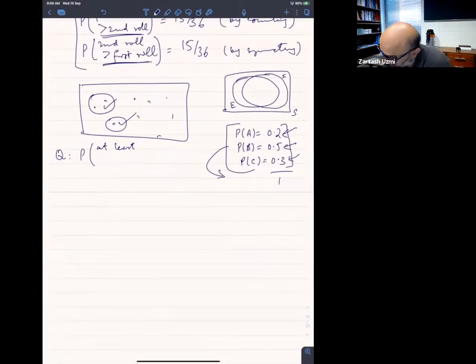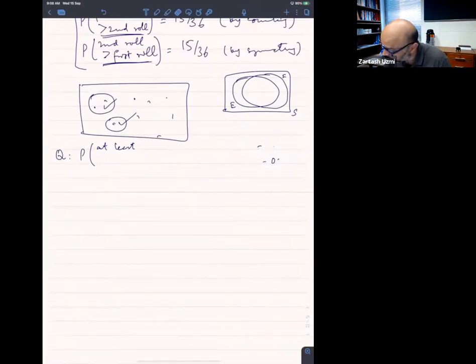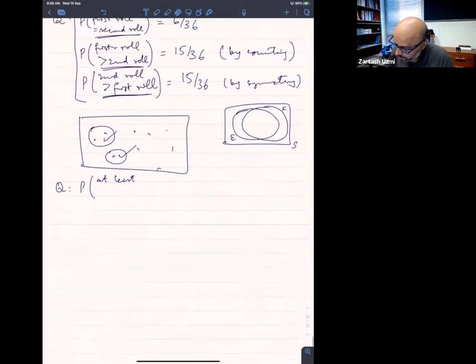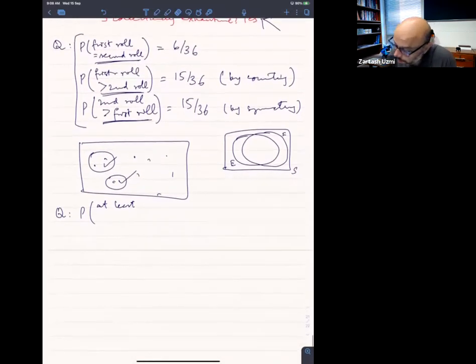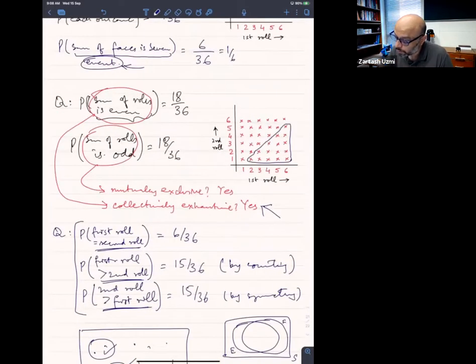Anyway, so I am going to ask this last question about this example. Probability at least one roll is a 6. At least one roll is a 6, and I'm going to show this picture to you. At least one roll is a 6. What is the answer? What is the probability? What is the probability at least one roll is a 6?